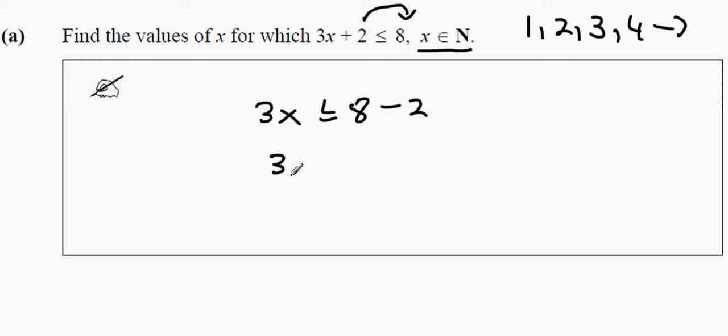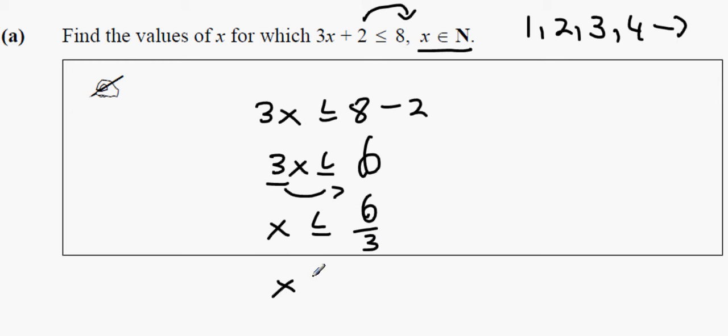3x is less than or equal to 6, okay? Now that we know that it's less than or equal to 6, what we're going to do next is get x, bring the 3 underneath. So 3 is multiplication on one side, which makes division on the other side. Okay, so when we get rid of that 3, we want to get x on its own. So 6 divided by 3, and then we're going to get x is less than or equal to 2.